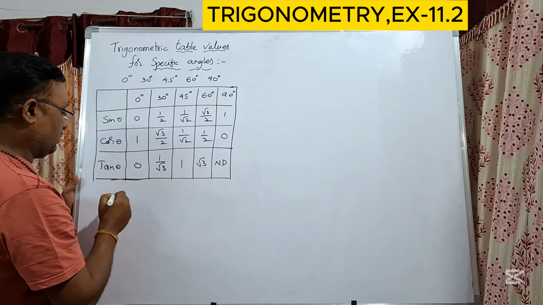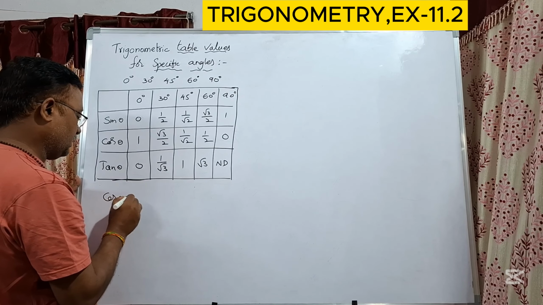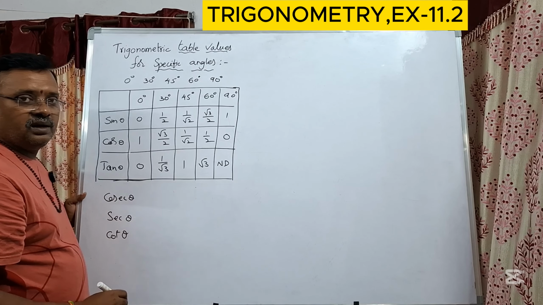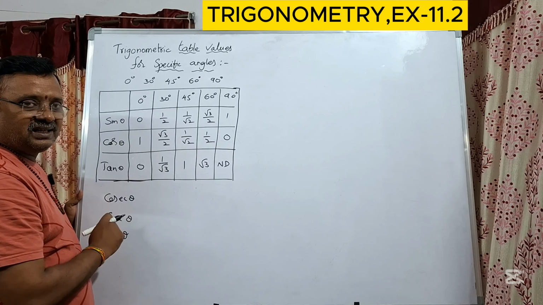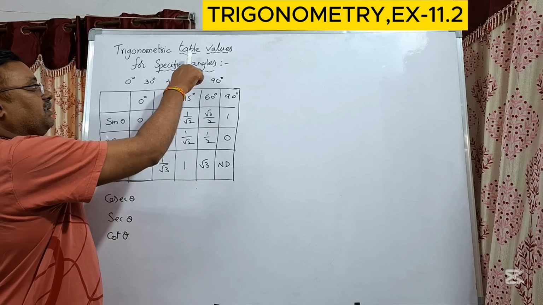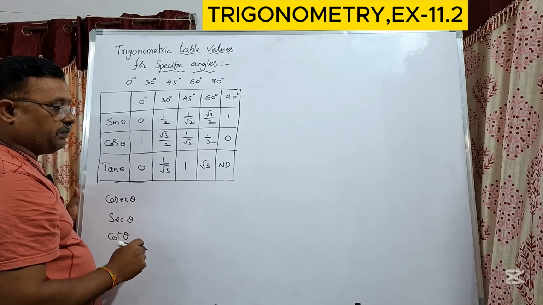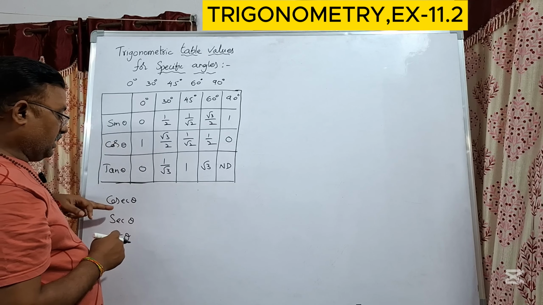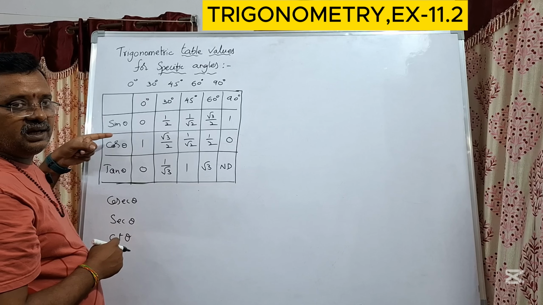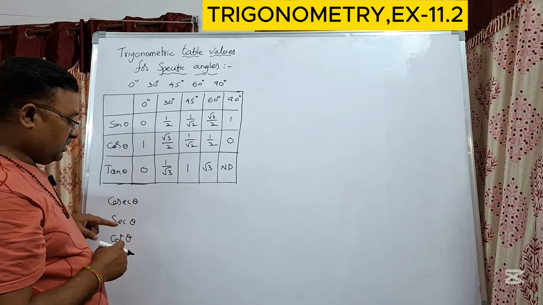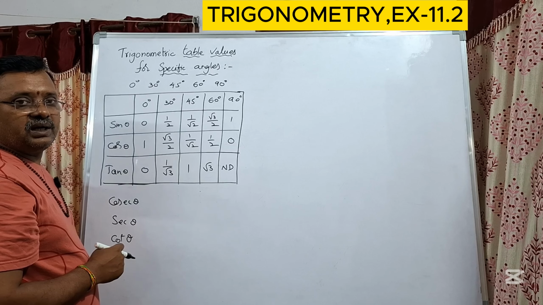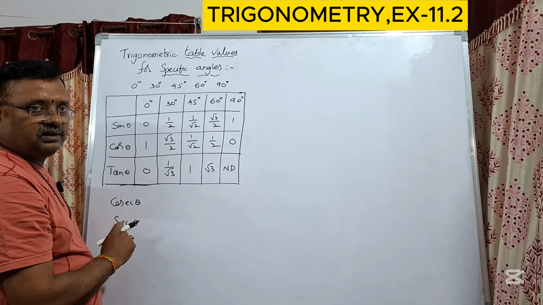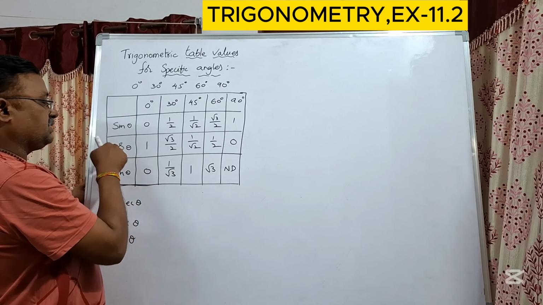Remaining 3 are there. What were they? Cosecant theta, secant theta, cot theta values. Whenever we need the table values of these 3 trigonometric ratios for these specific angles, apply the reciprocal property of these 3. Understood? Cosecant theta is 1 by sin theta, secant theta is 1 by cos theta, cot theta is 1 by tan theta. So if we want to find these 3 trigonometric ratios for specific angles, apply the reciprocal property by remembering.